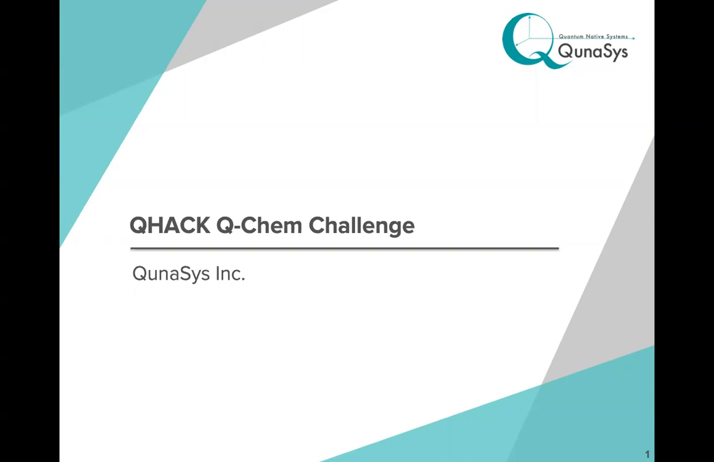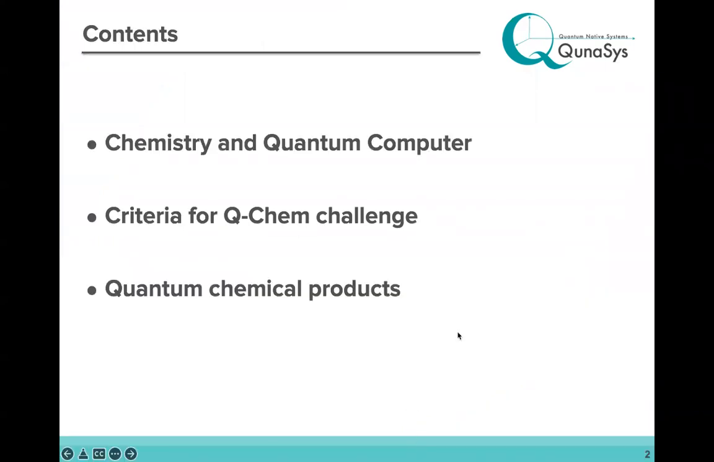In this video, I will explain why quantum computers are useful for quantum chemistry, and I will introduce some products which are useful for building quantum chemistry algorithms. The contents of this video are as follows. First, I will explain the importance of quantum computers in quantum chemistry. Next, I will explain the criteria for this Q-Chem challenge. Finally, I introduce some useful products for building quantum chemistry algorithms.